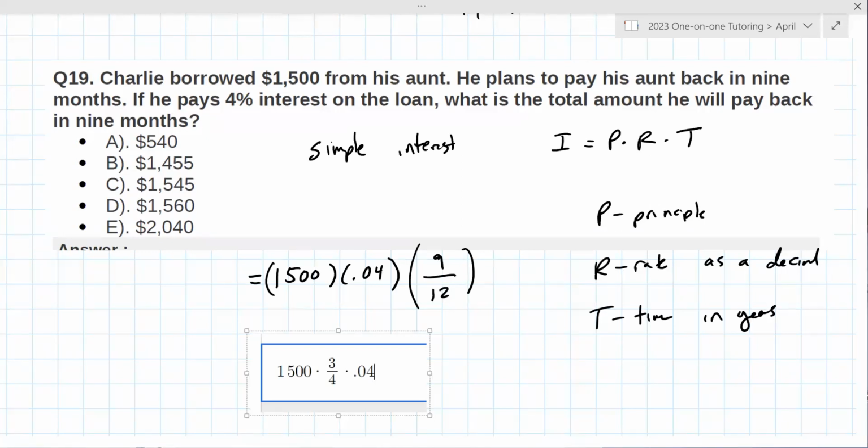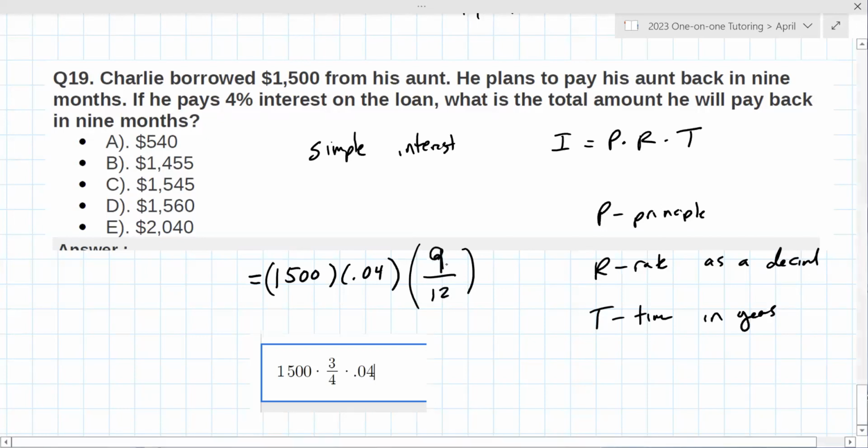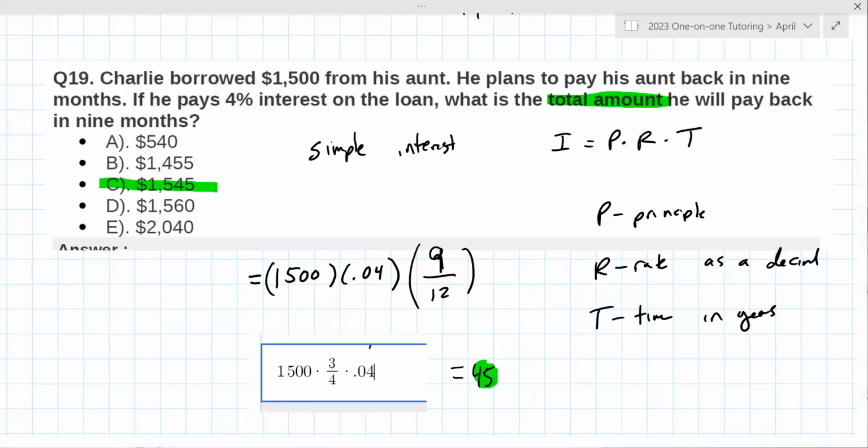Is it a 4 or 9? It's a 9, right at the top. Yeah, 9 out of 12. So 45? 45, yeah. Now notice that none of those have 45 in it because it's the total amount that he's going to pay back. He has to pay back the original amount. Yeah, you have to add the original amount to it. You have to add them together. So 15, 45 for that.